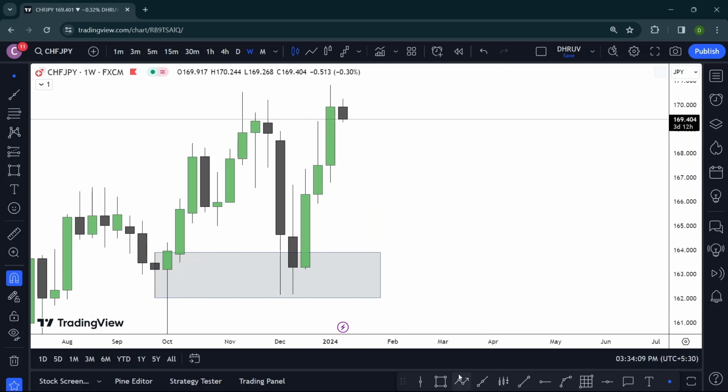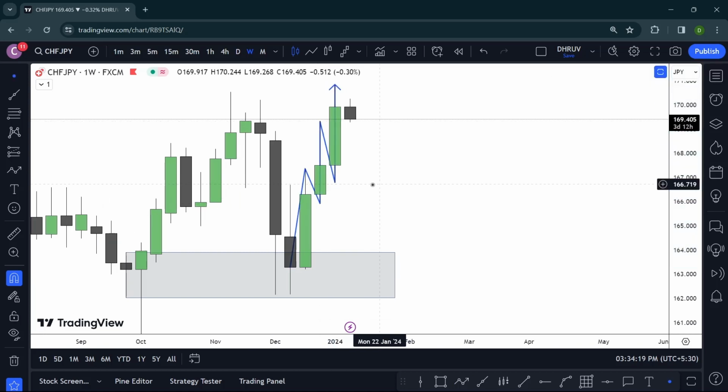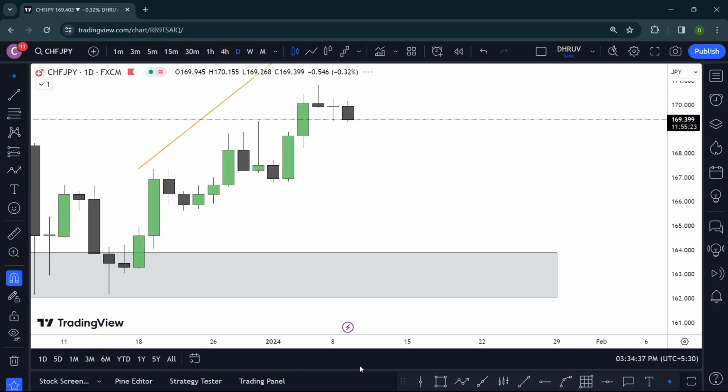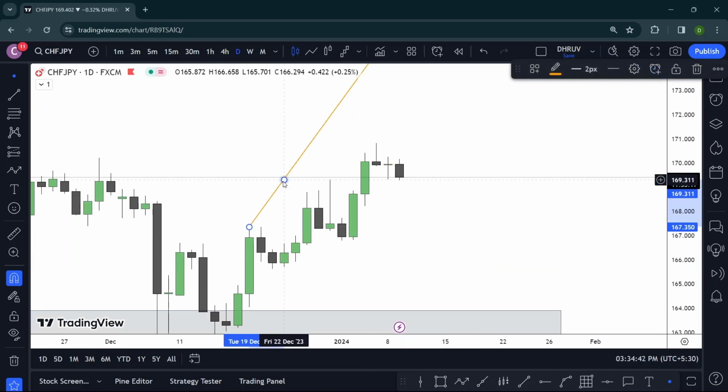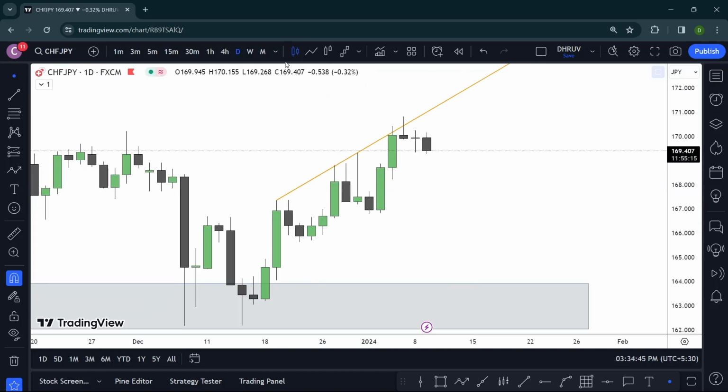So we look at the current candle structure. This was the high, this was the low, this was the high, this was the low, this is the high. What is it making? This is more like a three drive structure, right? You can either mark it like this, go to the daily and then mark it like this, okay?